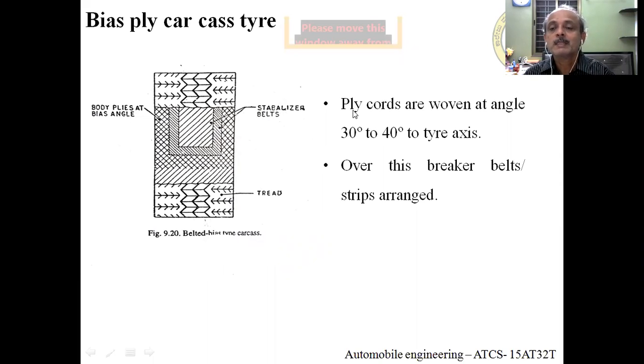So ply cords are woven at an angle of 30 degree to 40 degree to tire axis. Okay, you can see the ply cords. And then over this, breaker belts or strips are arranged over your ply cords. This is a simple bias ply carcass.